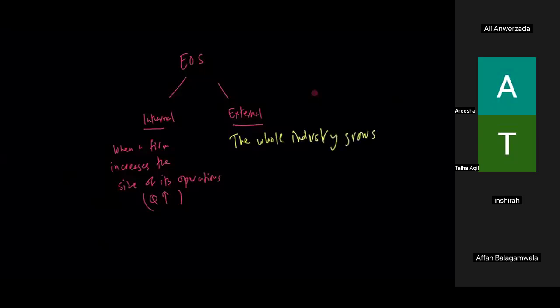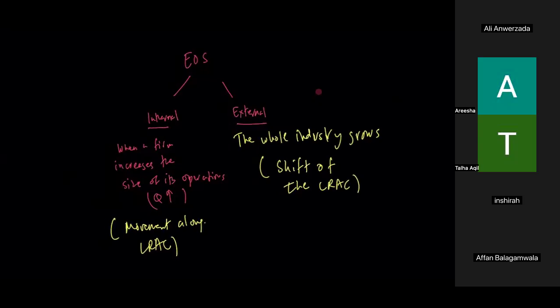Okay, and internal economies of scale will result in a movement along LRAC, while external economies of scale, when the whole industry grows, which benefits you and makes your average cost go down, this is what we call results in a shift of the LRAC. Why do these happen? We'll talk about this in 1 minute.